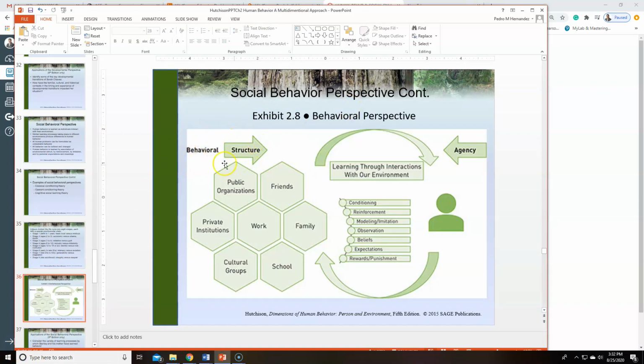I want to start from the top. So, what is this behavioral structure and behavioral agency? Structure means social forces, social control. As you see here, you have friends, family, school, work, private institutions, cultural groups. So, social forces, right? Structure is more at a macro level, although from other classes maybe it's a meso level too, but I'm not going to split hairs right now.